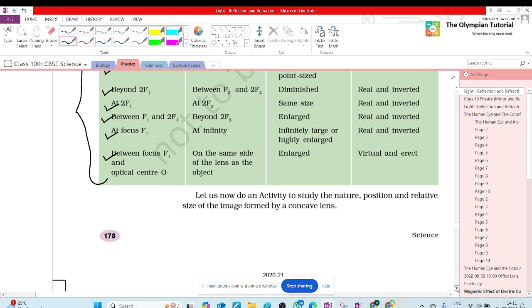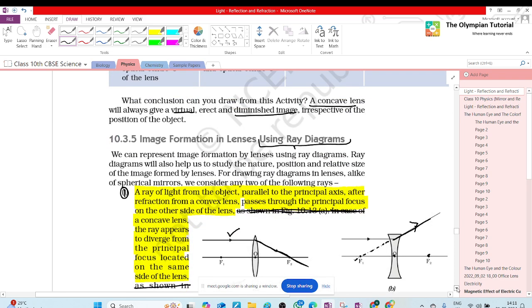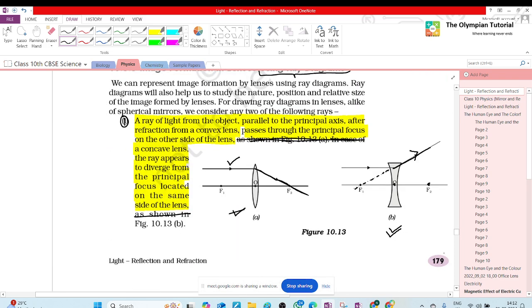I will show you by the diagrams. You have to prepare diagrams also for the examination. One more thing I want to tell students here. Suppose a particular ray is coming parallel, then after refraction it will go towards the focus. On meeting behind, it appears that it is going towards the focus.